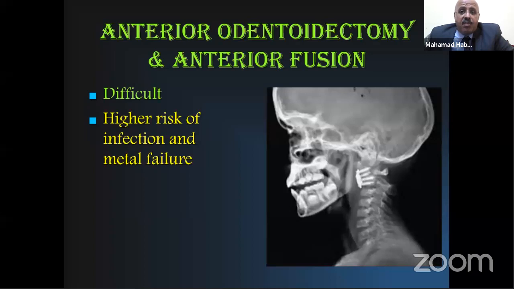This is just to complete the picture. This is not a case of acute trauma in a child. This is a case of Down syndrome, but it's here to present the anterior odontoidectomy and anterior fusion. It's difficult, with higher risk of infection. The highest risk of infection is with this approach, as well as metal failure.